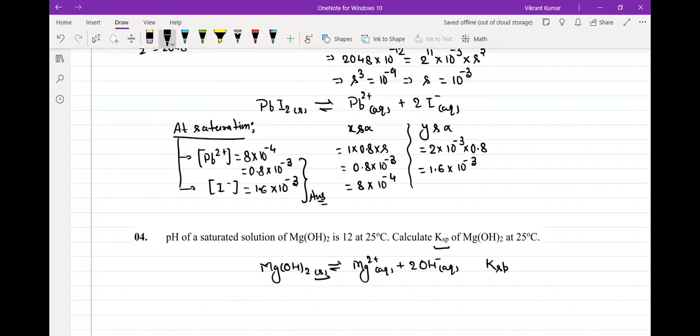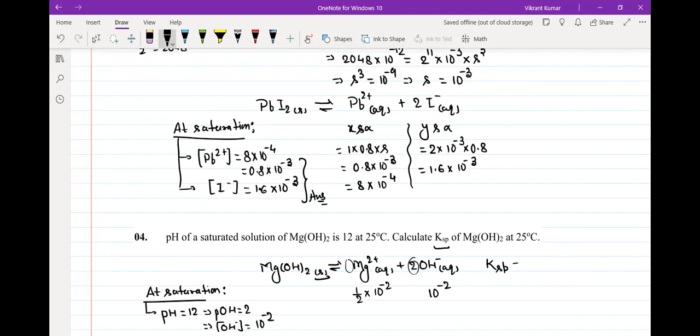Now it has given you pH is equal to 12. So at saturation, it is saying pH is 12, which means pOH is 2. pOH is 2, which means OH minus is 10 raised to minus 2. Is it okay? So at saturation, OH minus is 10 raised to minus 2. So definitely Mg2 plus will be half of that, because its coefficient is half of the OH minus coefficient.